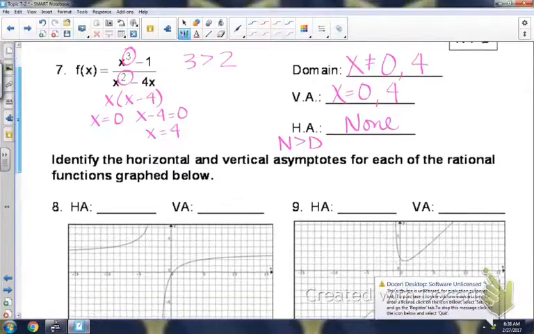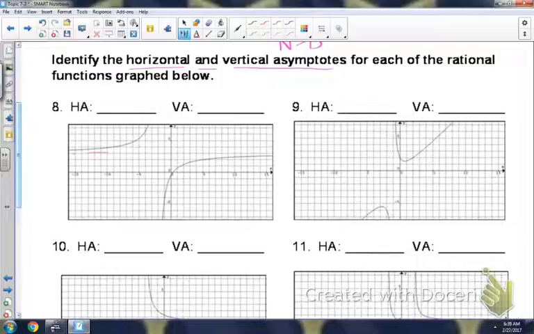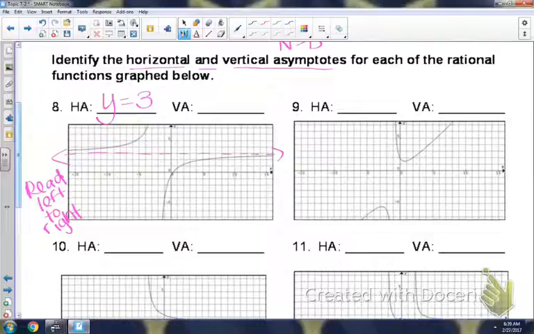Okay, the next part we're getting a graph, and we're going to identify the horizontal and the vertical asymptotes for each of your rational functions that are graphed. So horizontal, see what the two lines are approaching, which horizontal line. It crosses the y-axis at 1, 2, 3, so that would be y equals 3. And then we want to find the vertical one. You're always reading your graph from left to right. So start on the left side and see where that line is approaching. It crosses the x-axis at -3.